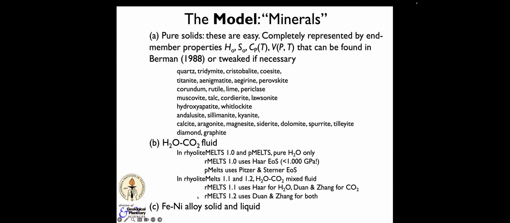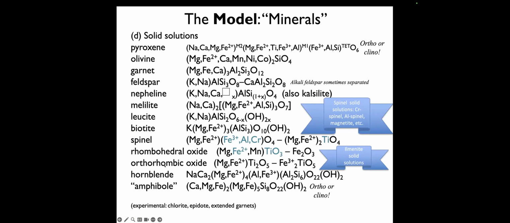Okay, all of the models have a library of minerals that they can potentially crystallize from the melt. Some of them are just pure solids. They're one component. All you need to know is their standard state properties. Okay. There is the fluid phase, which is just a mixture of water and CO2, or in some cases, just pure water. There are no reduced volatiles in it. There is the possibility of crystallizing iron-nickel alloy as a solid or liquid if you're very reducing. And then there's all of these solid solutions, and this is where a great deal of the richness comes in.